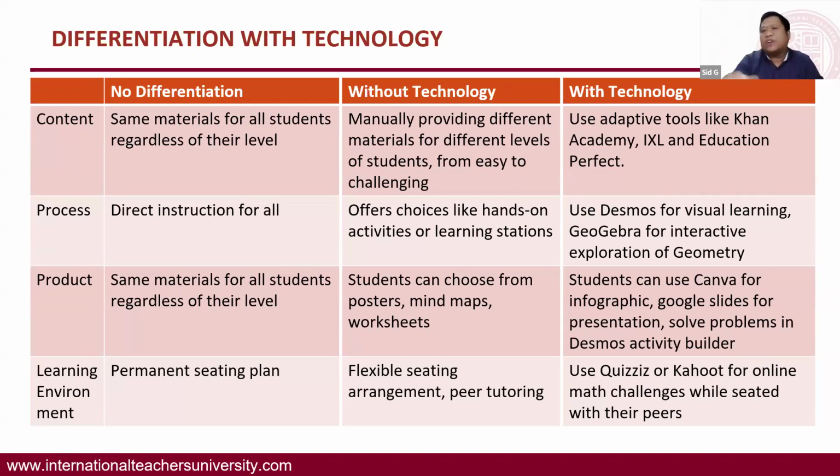I can see what are the key areas of the students that have gaps. Then I can target that easily. Next one, Desmos or GeoGebra for exploration for the product. I can use Canva, Google Slides, Desmos Builders, IXL, Task, Education Perfect Task. I can use technology. It's way easier and it's way better.